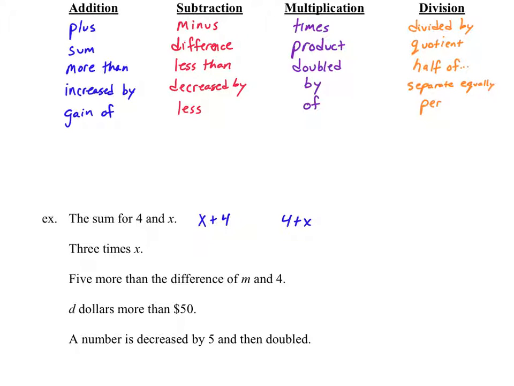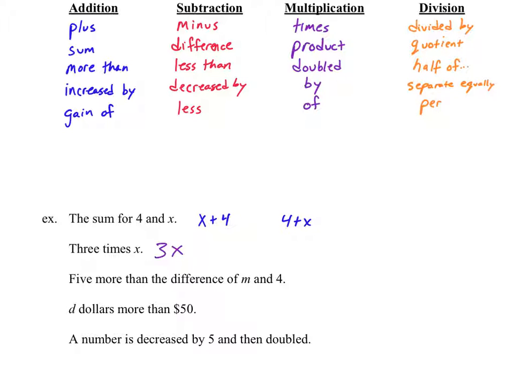3 times x. Well, times is multiplication. We have that one right up there. So we have 3 times x, so 3x. You could put the multiplication dot if you want to, but you don't need it, so technically it's more simplified this way. 5 more than the difference of m and 4.